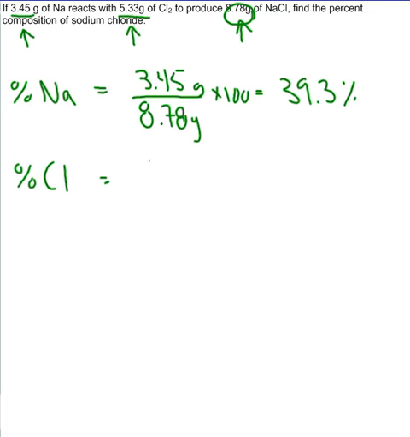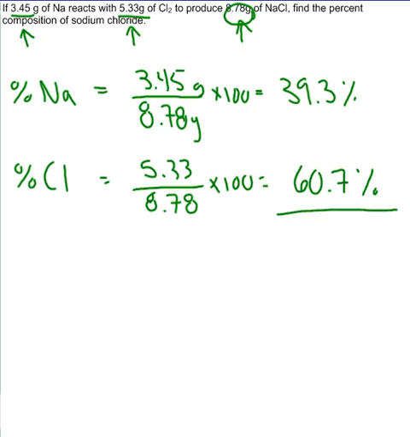Do the same thing for the chlorine, 5.33 all over 8.78, times it by 100, and you get the difference, 60.7. Again, that should add up to 100 if you've done everything right. In this case, it does. And so whenever you're given masses, these are even easier. You don't need anything else. Just use the masses that you're given in the formulas and then solve the same way as before.